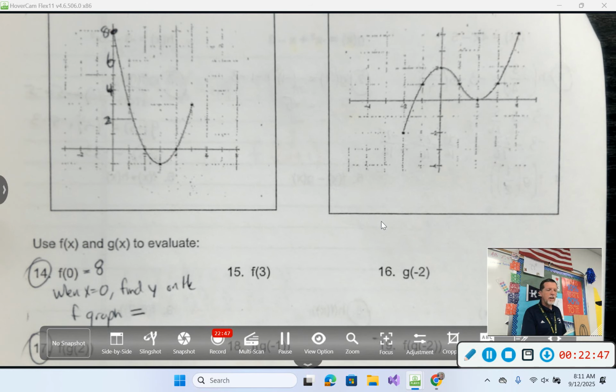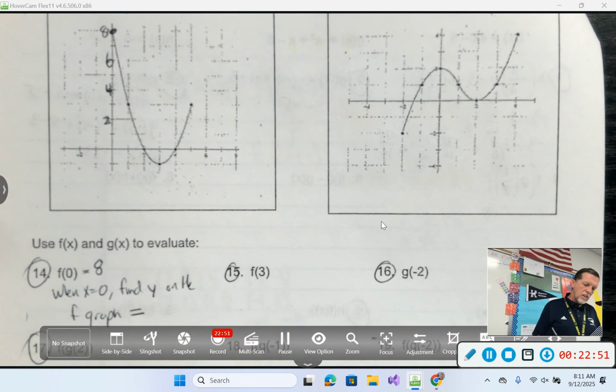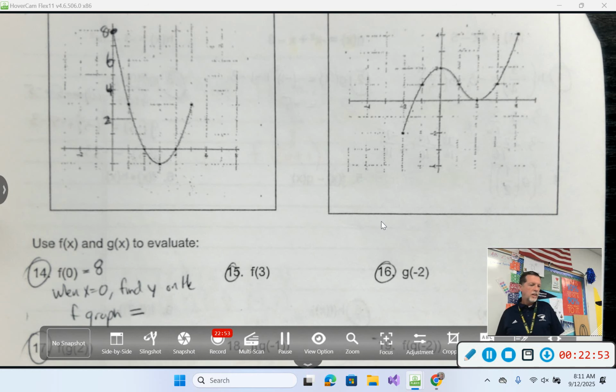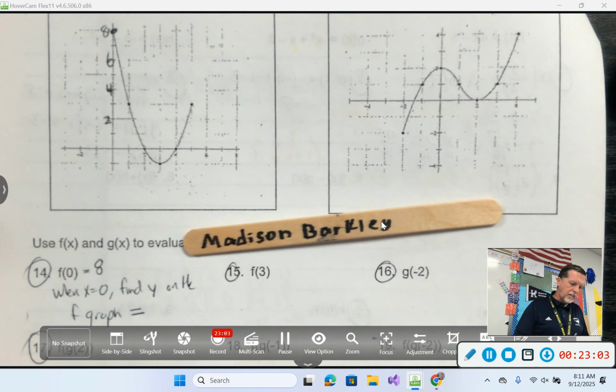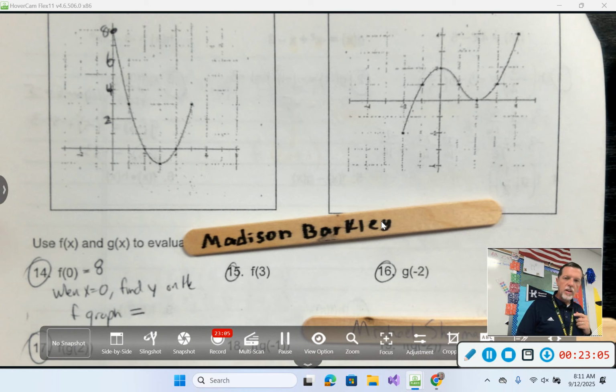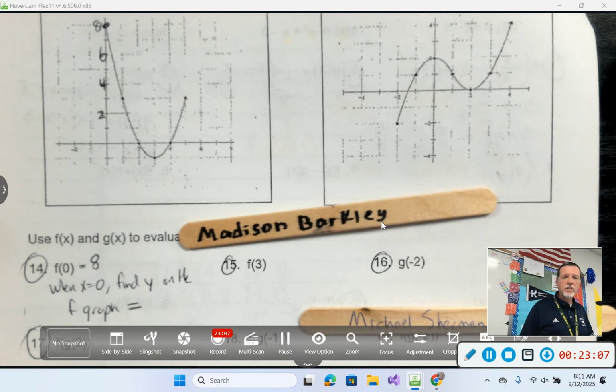Why don't you find f of 3 and g of negative 2? F of 3, g of negative 2. I haven't called on anybody today, so we'll get some voluntold here.